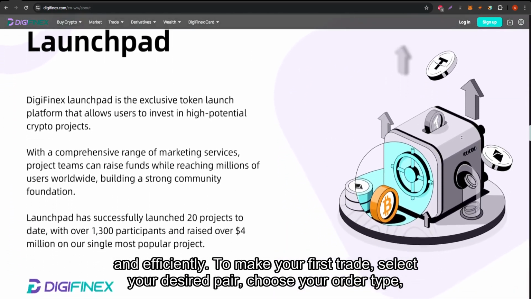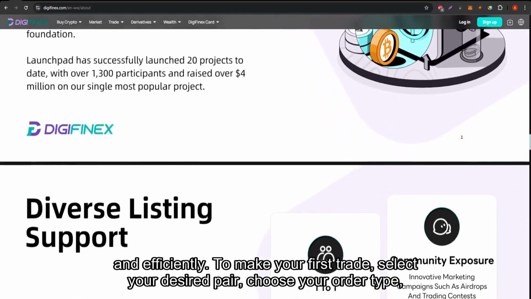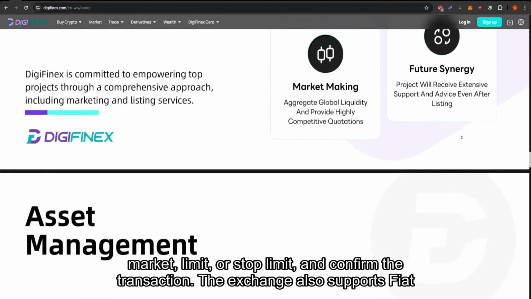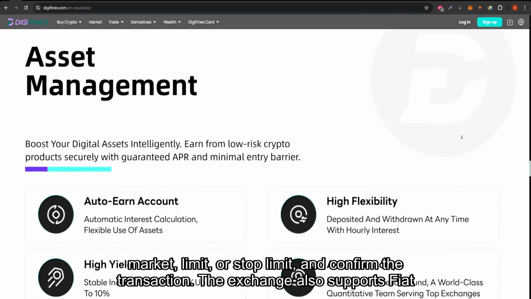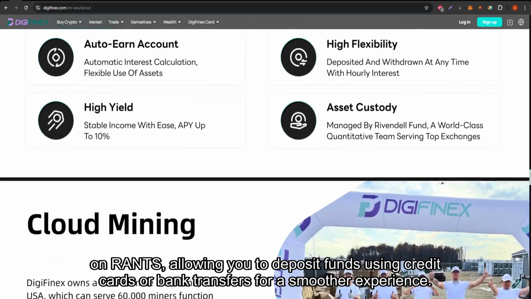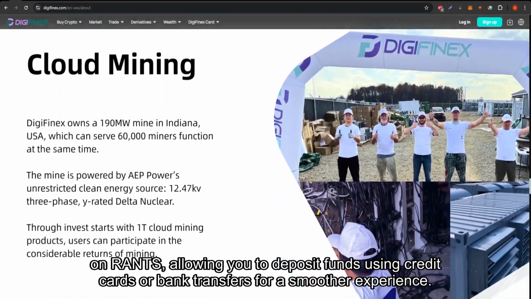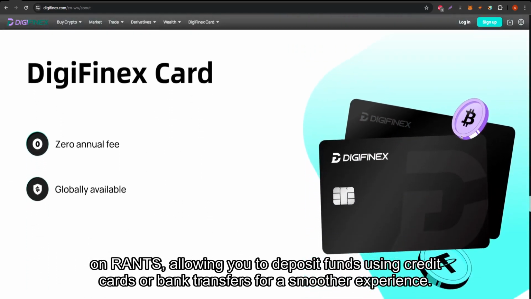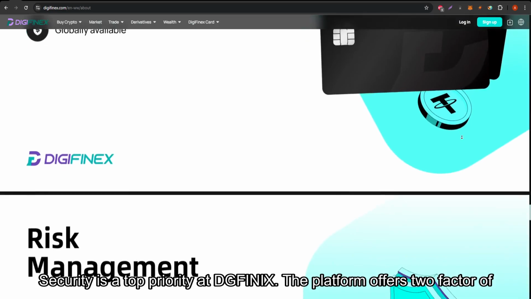To make your first trade, select your desired pair, choose your order type, market, limit, or stop limit, and confirm the transaction. The exchange also supports fiat on-ramps, allowing you to deposit funds using credit cards or bank transfers for a smoother experience. Security is a top priority at DigiFinex.